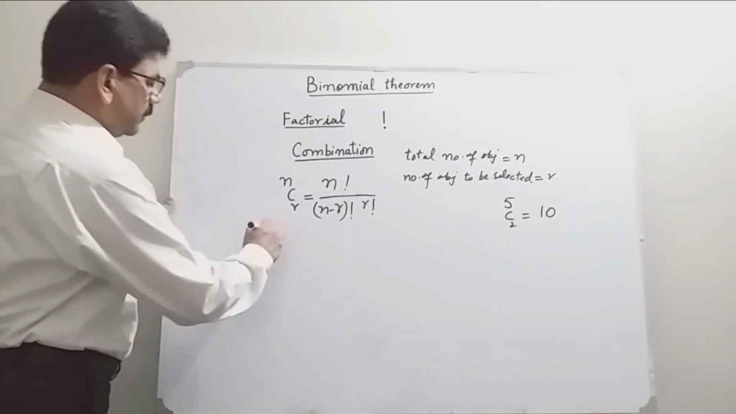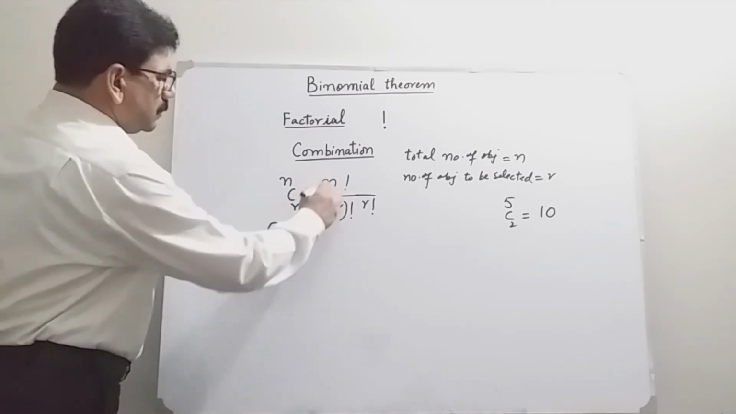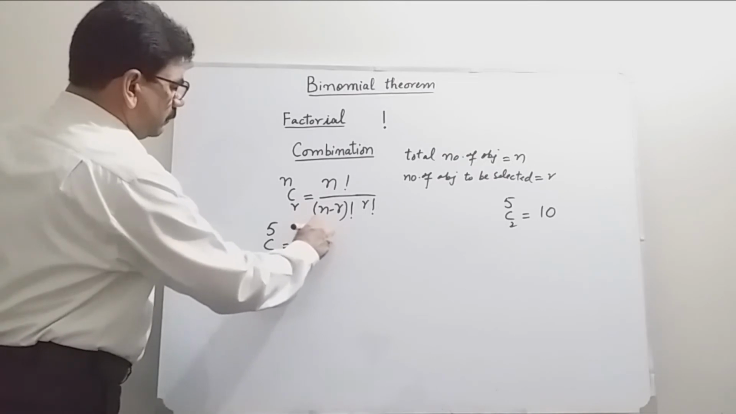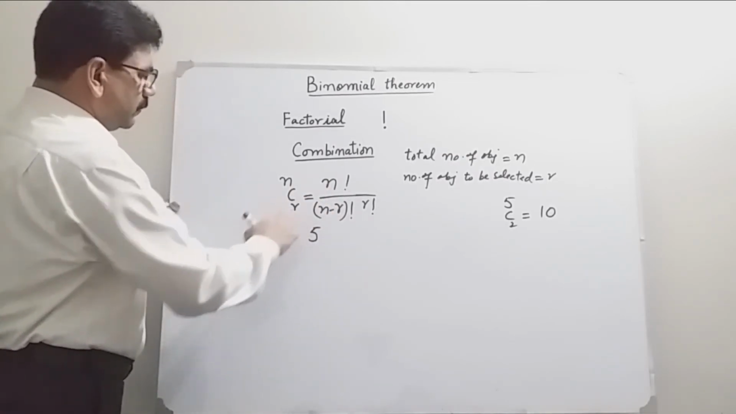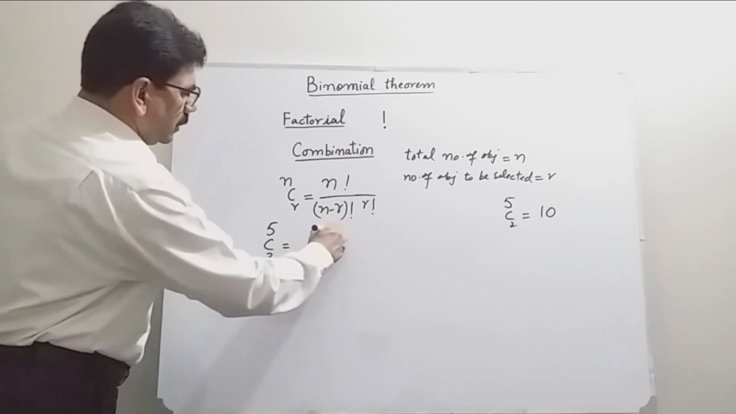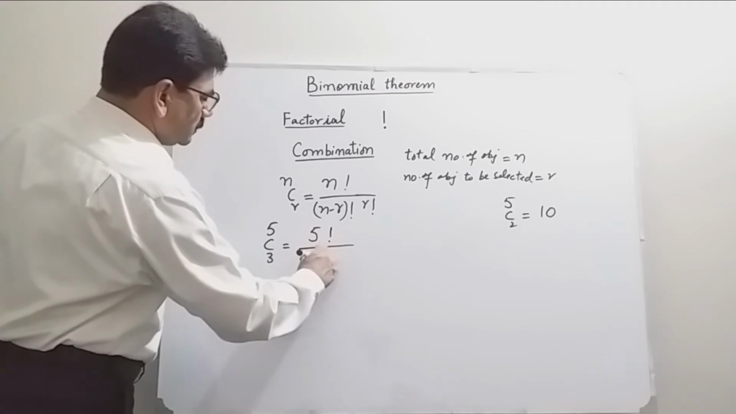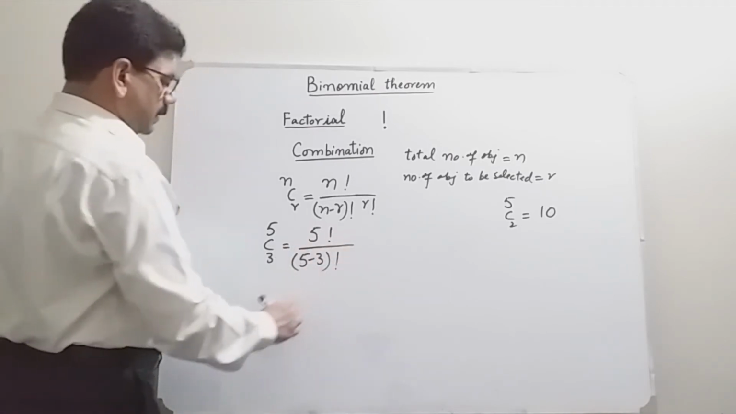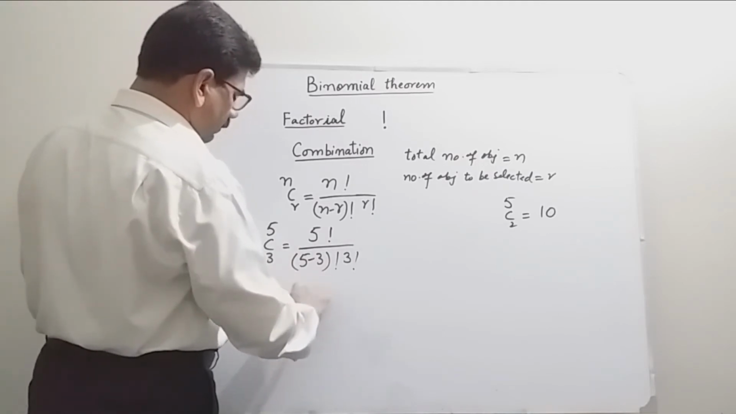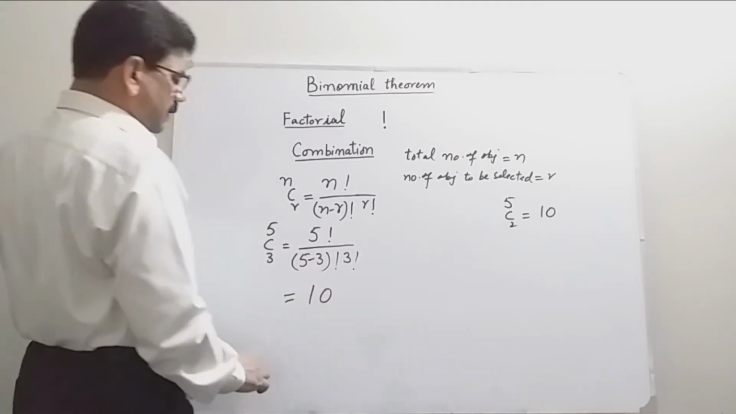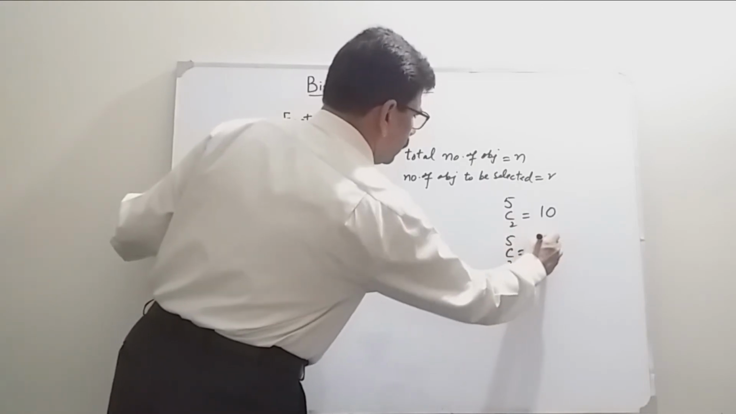Let us now calculate 5 combination 3. According to formula, we will put the value. For n we will put 5, and for r we will use 3. So it will become 5 factorial over 5 minus 3 factorial into 3 factorial. After simplification, we will get the answer 10. Therefore, 5 combination 3 is also equal to 10.